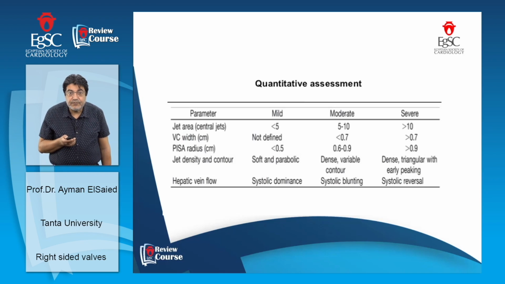Also the hepatic vein flow is very interesting to know: systolic dominance will be in mild cases, systolic blunting in moderate cases, and in severe cases you can see systolic reversal flow in the hepatic vein.